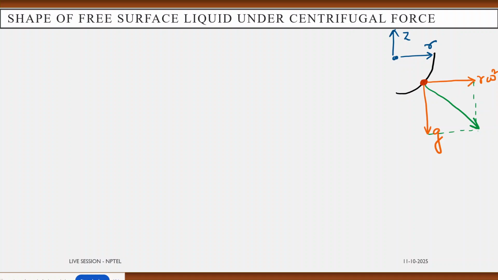So here you can see that this one is the surface, the liquid surface. Okay, so here is your main, suppose one particle is there. When it is rotating in such an orbit, this is the complete orbit, suppose.